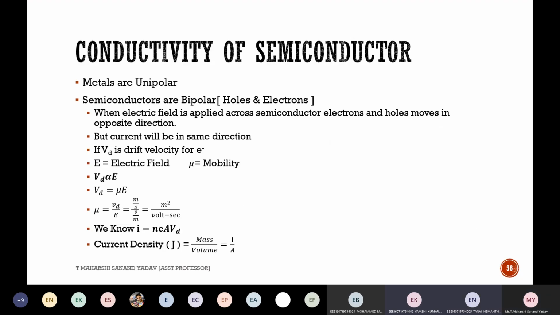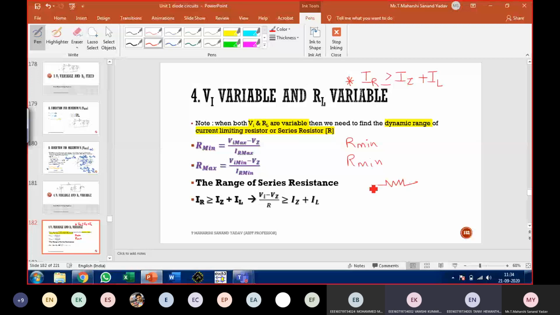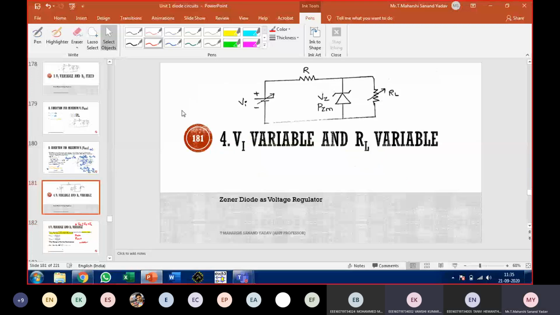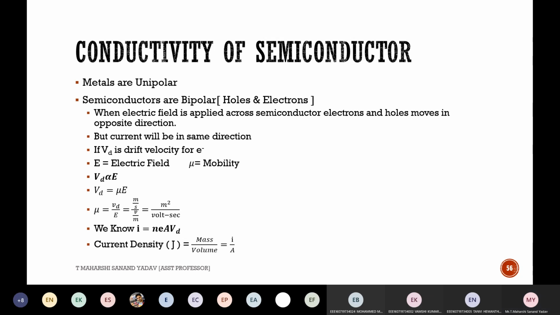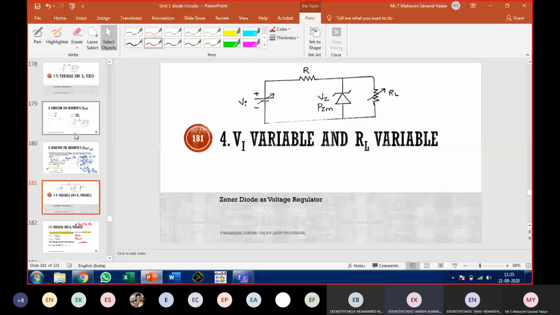Without diagrams, we are not understanding anything, sir. It is not visible. Okay. Actually, it is the same diagram for all the cases. This diagram is fixed for all the 4 conditions. Explaining on the whiteboard is not visible, sir. That's why.